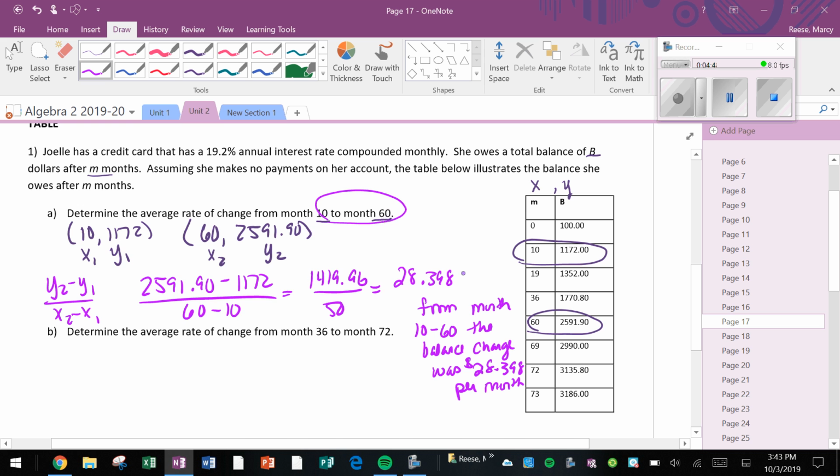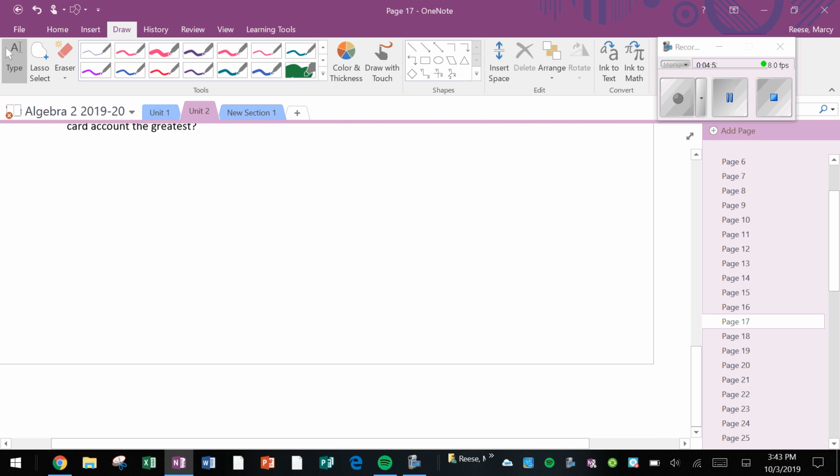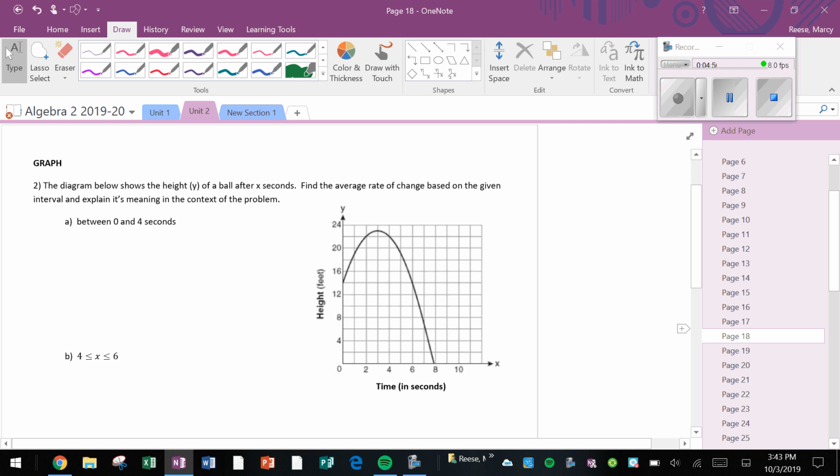All right, so I'm going to let you do B, and I'm going to let you do C. So you're going to do that, and then you're going to show me tomorrow when you walk in the door. I'm going to make sure that you have done this. You better have it filled out, please. Go to the next page, and we're going to do the graph. Okay, that was the table. Now we're going to do the graph.